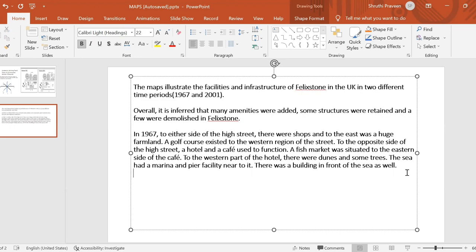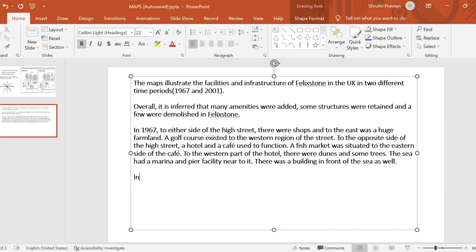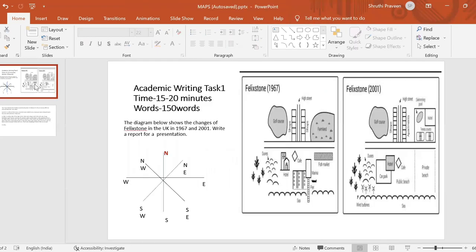Okay, I've mentioned everything about 1967. Now, in the year 2001, what happened? What are the changes? Now, here is where you should use exclusive map terms like retain, renovate, constructed, erected, added, opened up, shifted, replaced. Okay?